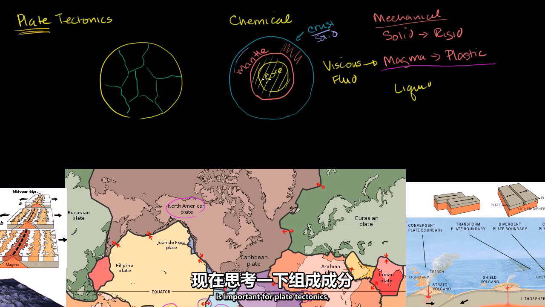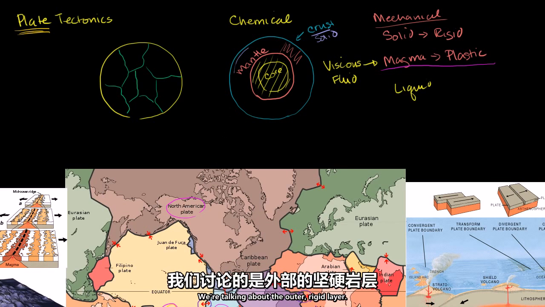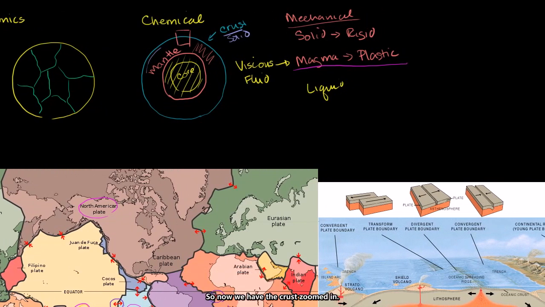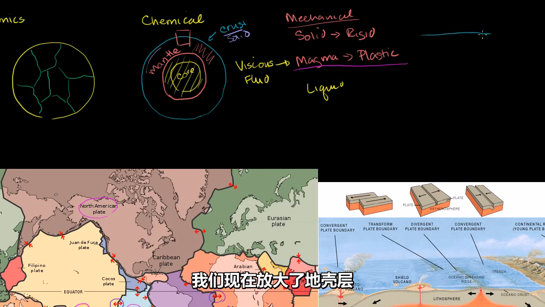Now, to think about the makeup, and this is important for plate tectonics, because when we talk about these plates, we're not talking about just the crust. We're talking about the outer rigid layer. And we talk about that. Let me just zoom in a little bit. Let's say we zoomed in right over there. So now we have the crust zoomed in.